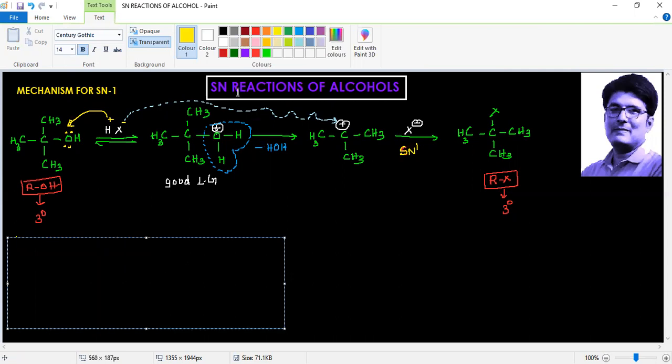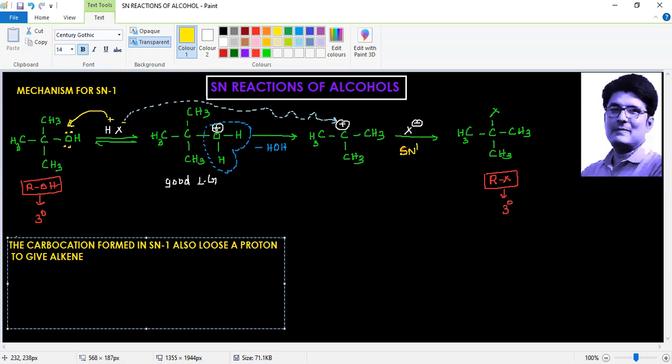What I said: the carbocation formed in SN1 can also lose a proton to give an alkene. That means a double-bonded compound is formed.